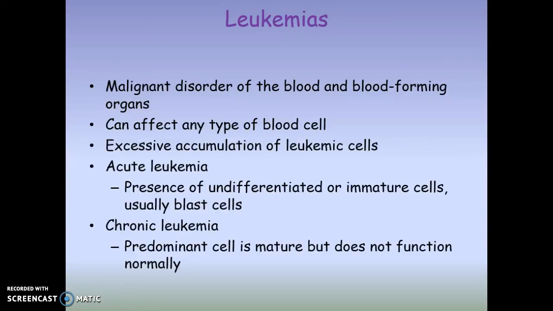All right, then leukemias. Look into a particular type of cancer, a malignant disorder of the blood and blood-forming organs and cells. So this can affect any type of blood cell. And what you have is an excessive accumulation of these leukemic cells. The leukemic cells are not functional. An excessive number of the leukemic cells overcrowd the bone marrow and stop the production of normal cells. You have a figure in your textbook.